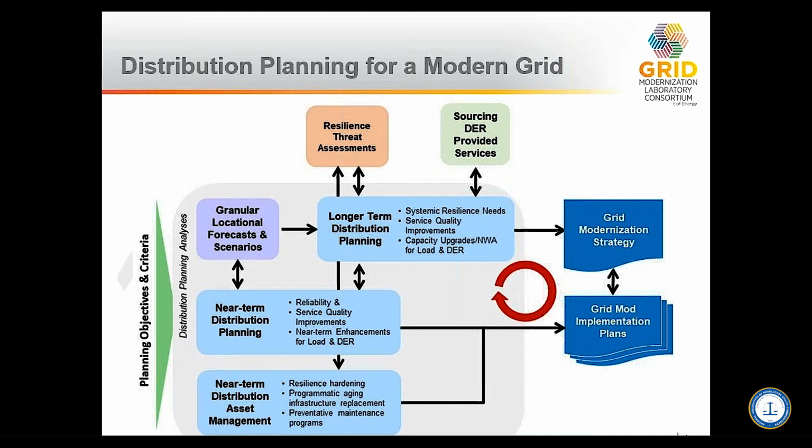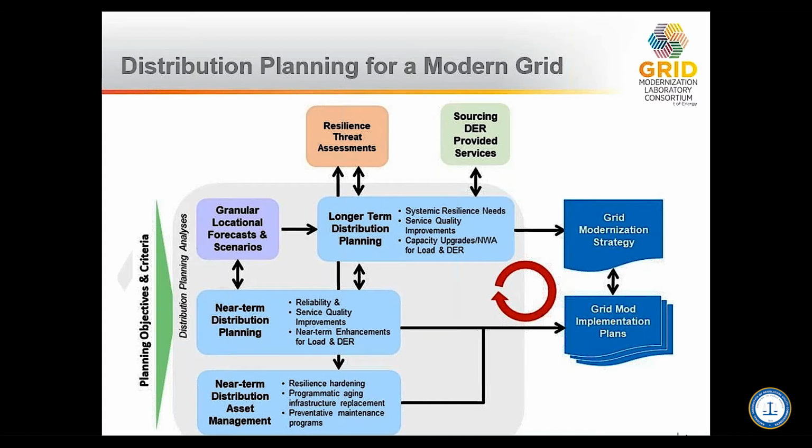So one is the distribution asset management analysis. That is, what are the aspects around aging infrastructure replacement, how to think about resilience hardening. Those elements are generally part of the distribution asset management or asset planning dimension.